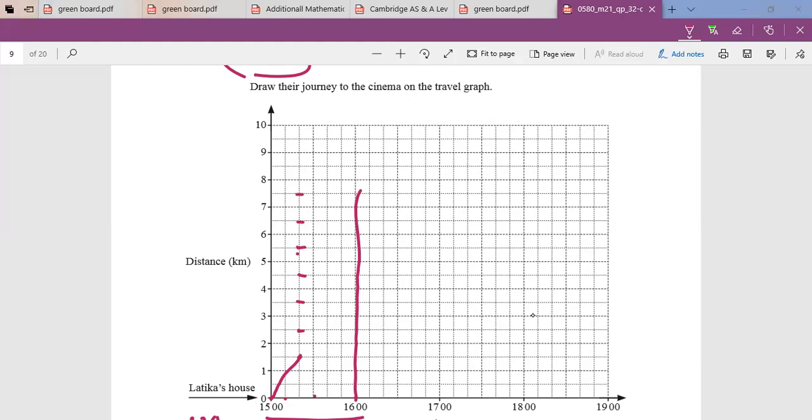1, 2, 3, 4, 5, 6. So this is where the 6 is going to be. But the time taken is 20 minutes. So from here, it will keep on now. The curve will keep on going upwards. It will keep on going upwards.